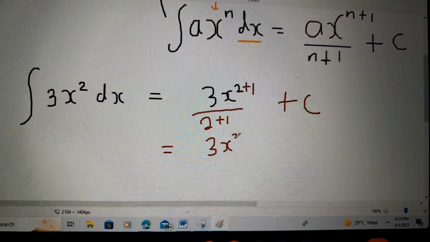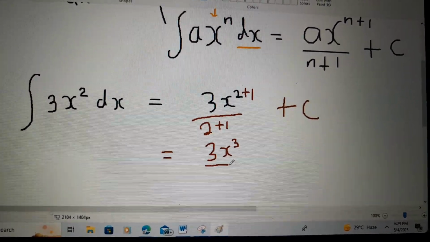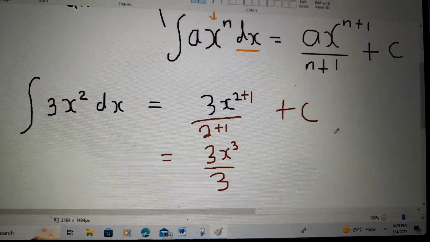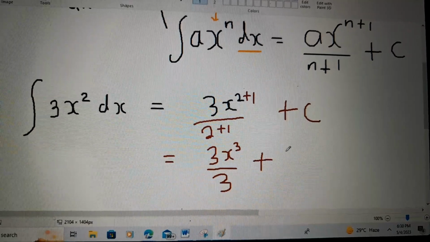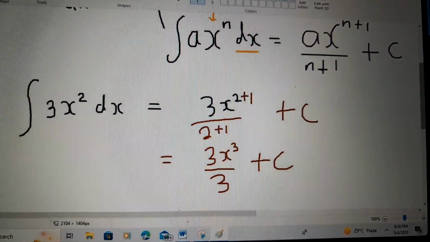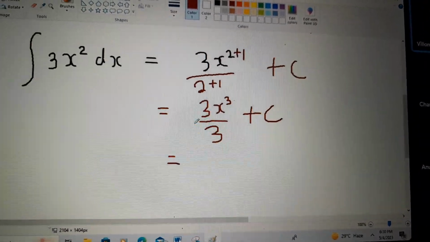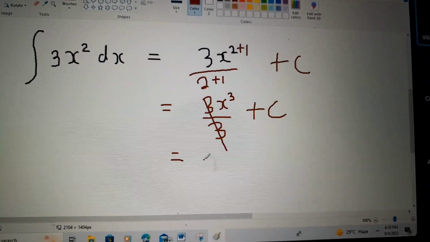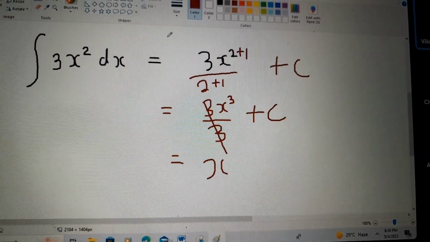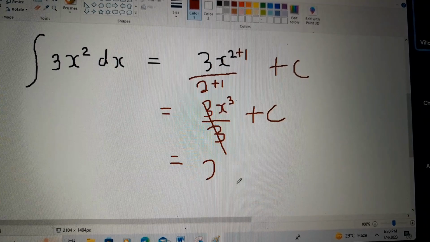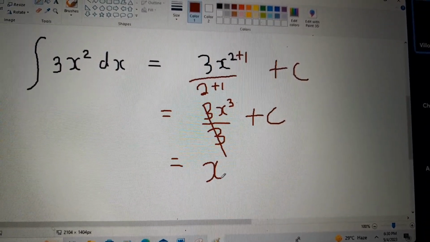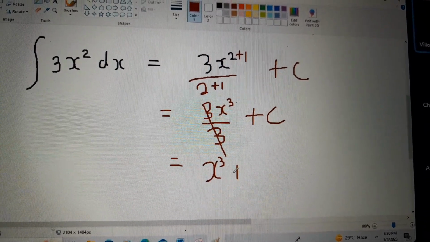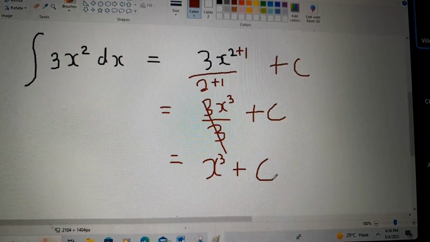3x cubed over 3 plus c, and that will give me, so I can cancel out here, x cubed plus c. Is this good with everyone?